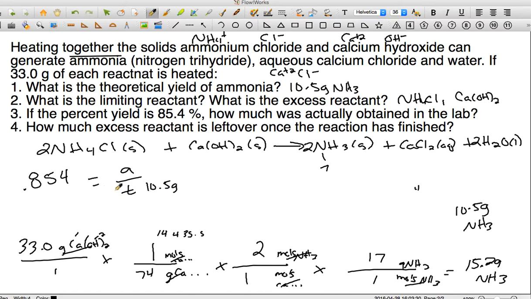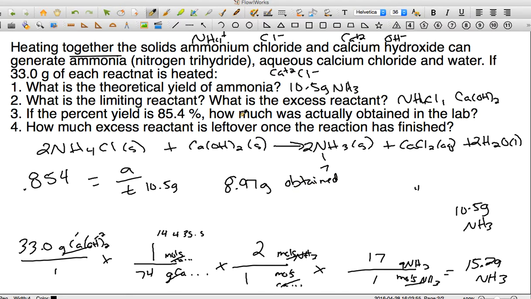So if I multiply my 10.5 times my 0.854, that should tell me how much I had in the lab. So I multiply those two things together and I get 8.97. 8.97 grams obtained in the lab. Okay, so that's our answer to number 3.